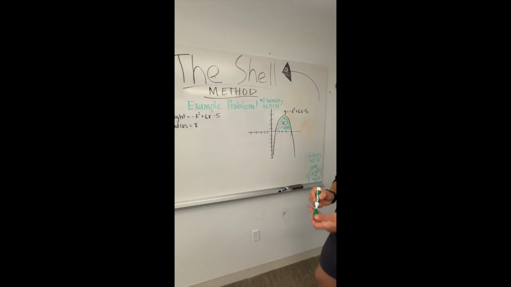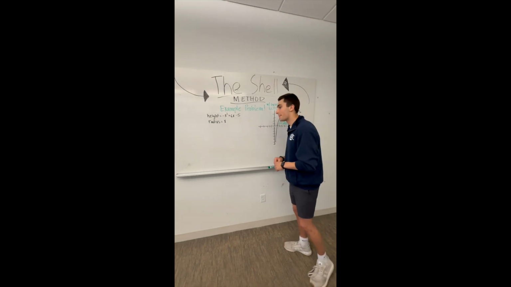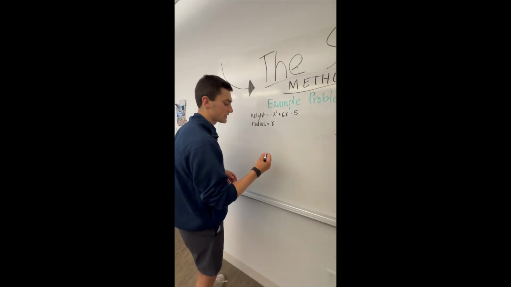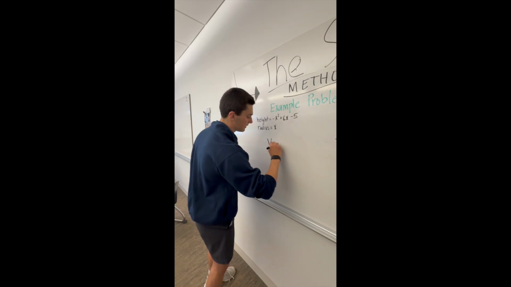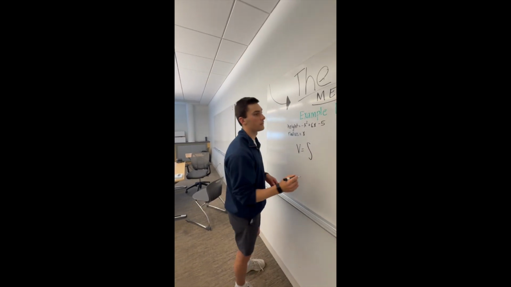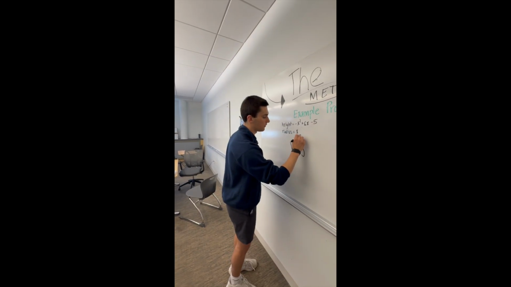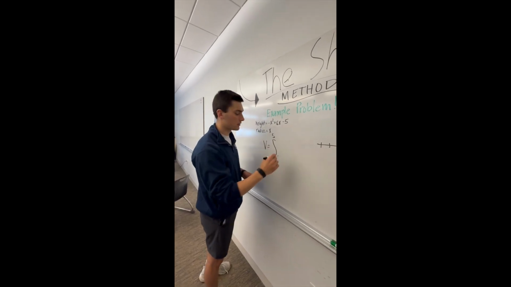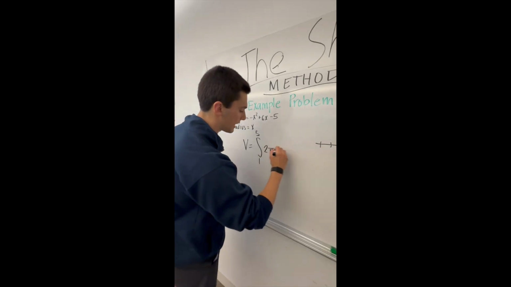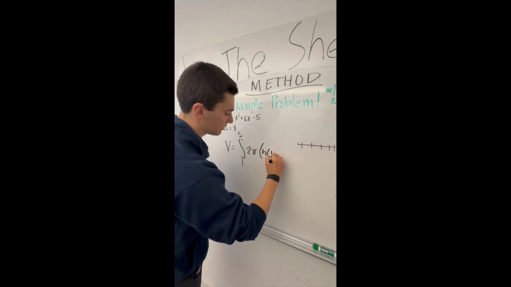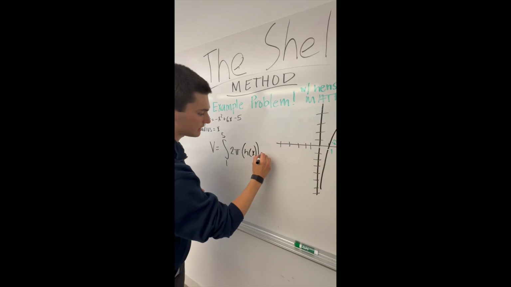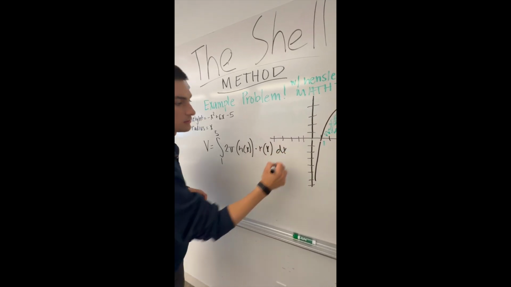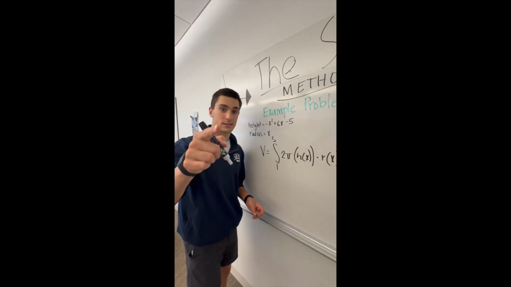So what are we going to do right now? We're going to set up the integral to find the volume using the shell method. First thing, V equals the integral from our bounds of 1 to 5 of the general equation, which is 2 pi times the height times the radius dx. Never forget that dx.